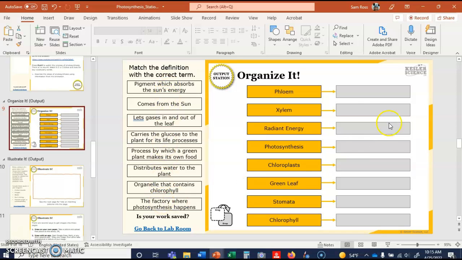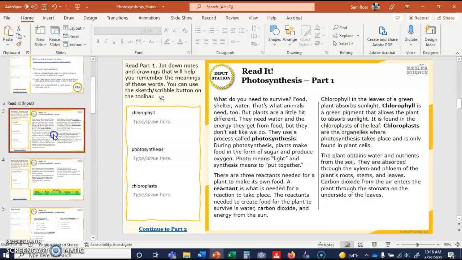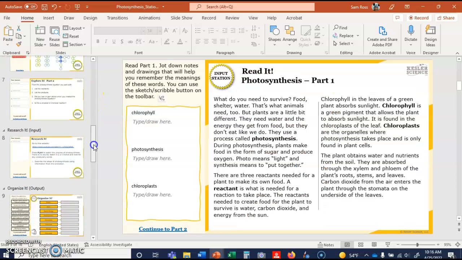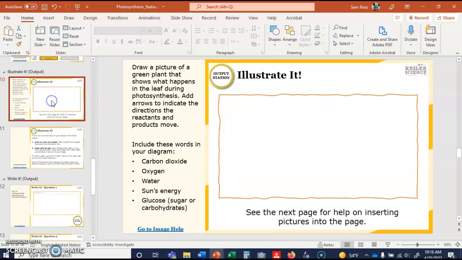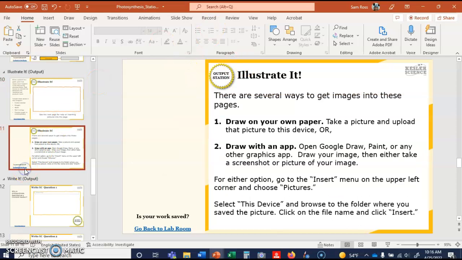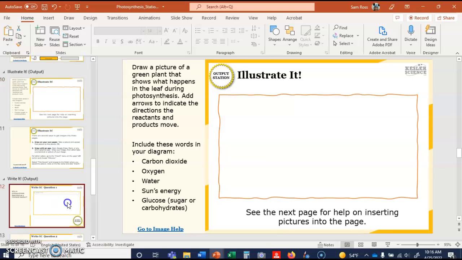So organize it, you're going to take these definitions and put them next to where they should be. You should know these definitions from your read it. So if you need to go back up there, you can do that. Illustrate it. It says draw a picture of a green plant that shows what happens in the leaf during photosynthesis. Add arrows to indicate directions the reactants move, etc. If you want to find a picture of photosynthesis happening in a plant and copy and paste it, you can. You really don't need this slide because it just tells you can do it on your own paper or copy and paste it, whichever works.